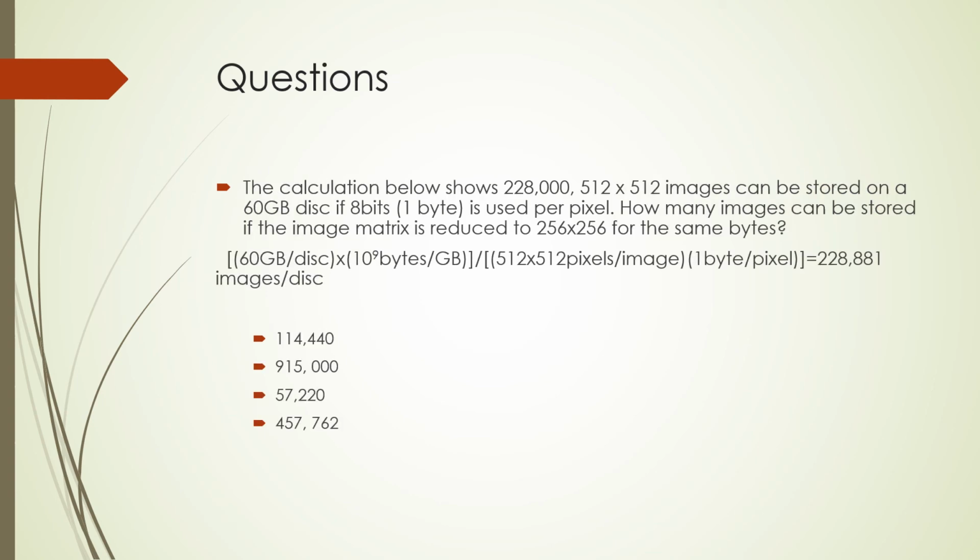Next question. The calculation below shows approximately 228,000 512 by 512 images can be stored on a 60 GB disk if 8 bits is used per pixel. How many images can be stored if the image matrix is reduced to 256 by 256 for the same bytes? In this formula, because matrix size appears in the denominator and is a squared factor, cutting the matrix size in half when you go from 512 by 512 to 256 by 256 means that you can increase the number of images stored by a factor of 4. So the correct answer is 915,000.